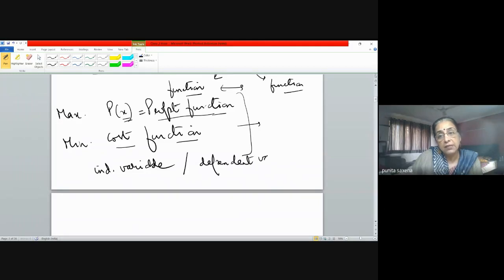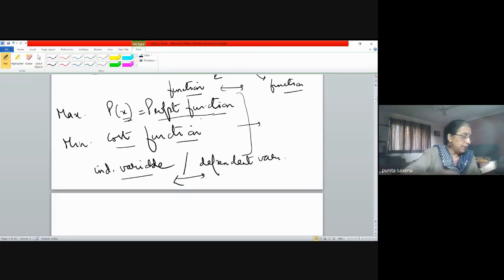So given the situation, I have to first of all identify what my independent variable is. Once I have identified my independent variable, the next thing I have to see is what kind of relationship both these variables enjoy amongst themselves. That will define my function. Once I have the function with me, the next thing I have to identify is what is to be maximized, the function itself or some variation in the function.